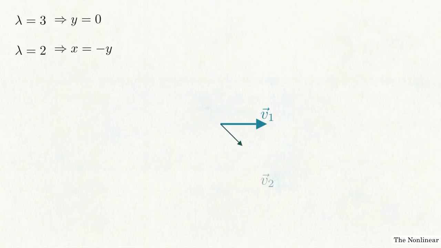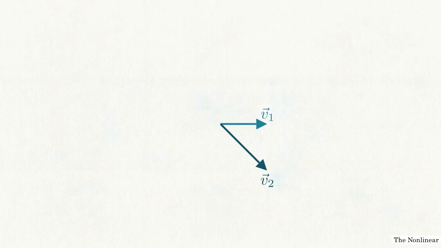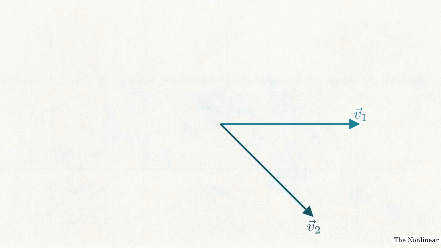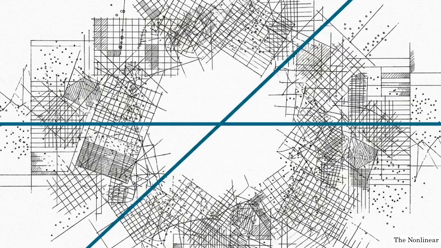Apply the same logic for lambda equals 2. The algebra resolves to x equals negative y. This maps out a second vector, shooting diagonally across the space. We now have both vectors sitting side by side on the same coordinate plane. One stretches by a factor of 3, the other by a factor of 2. Completing this algebra proves that the chaotic movement of any matrix can be entirely mapped by finding these calculable foundational pathways.